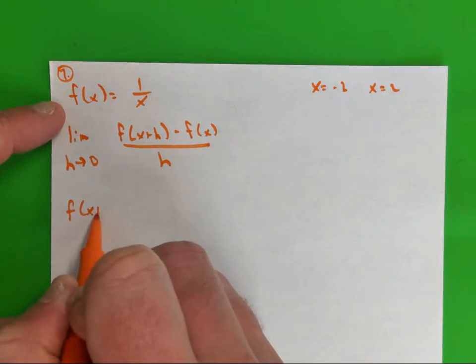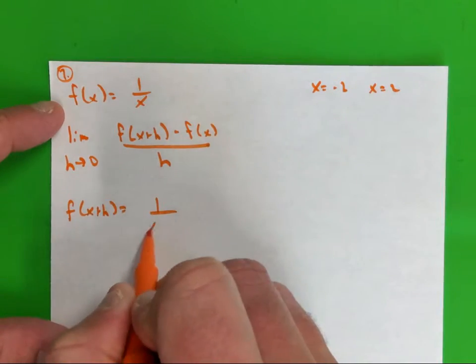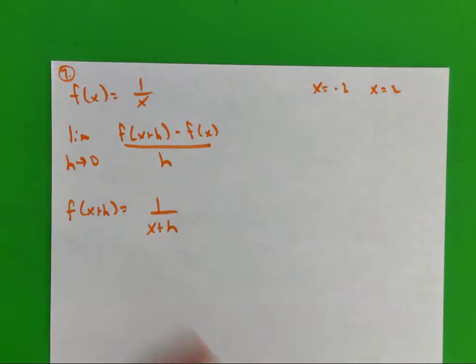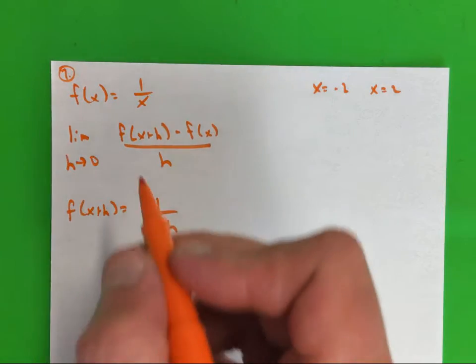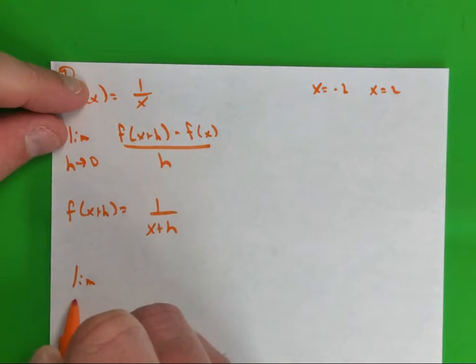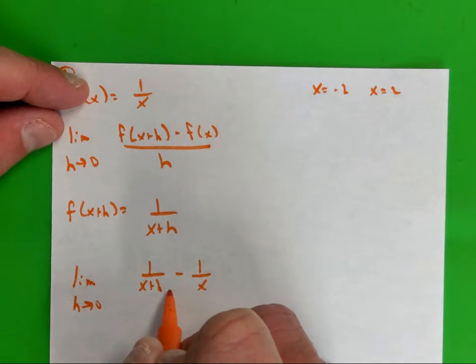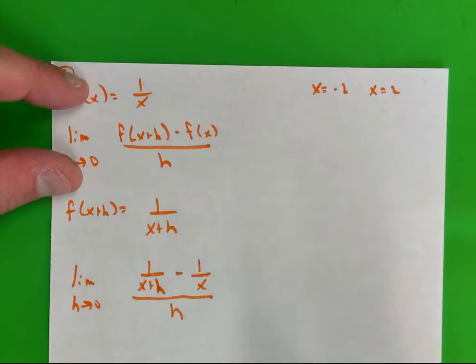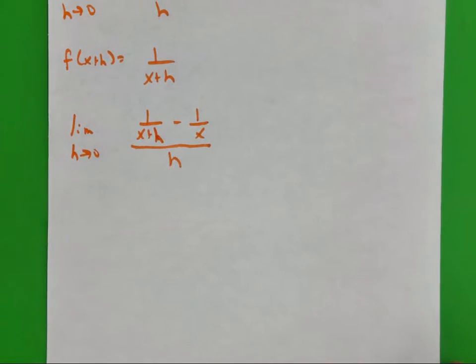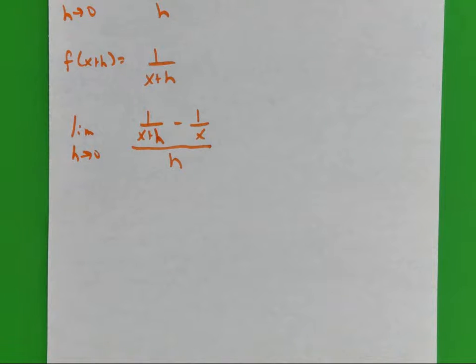Alright, I'm going to do f of x plus h first, take that, plug it in. That's all I can do with that. Do you agree? So now I'm going to plug this in. The limit as h goes to 0 of 1 over x plus h minus 1 over x, all over h. What does that look like, what we've been doing? Complex fractions. You remember us finding common denominators in our toolkit strategy? That's where this comes into play now.